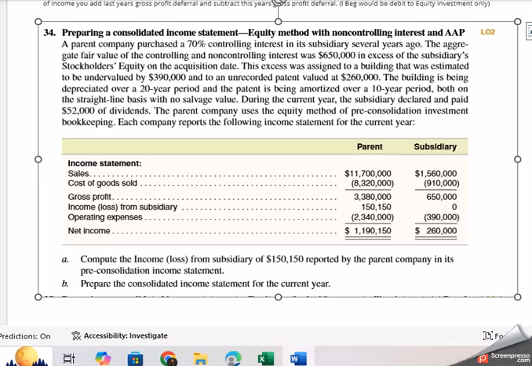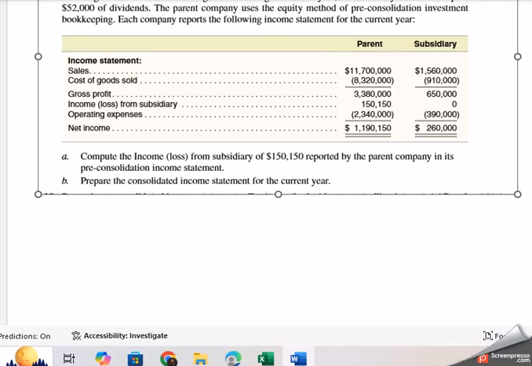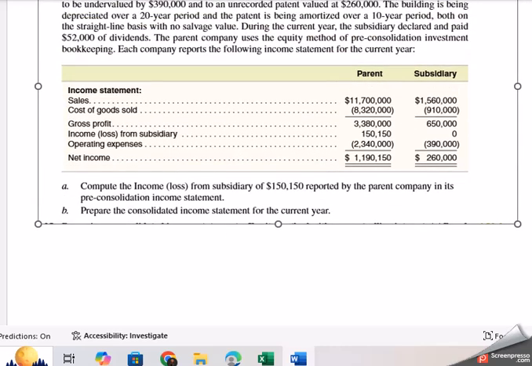So here is a basic exercise. We've got the parent owning 70% of them, so the NCI owns 30. There is excess of acquisition accounting premium assets: a building estimated to be undervalued by $390,000 and a patent of $260,000. The building's depreciated over 20 years. The patent's depreciated over 10. And then they give us the subsidiary's net income right there.